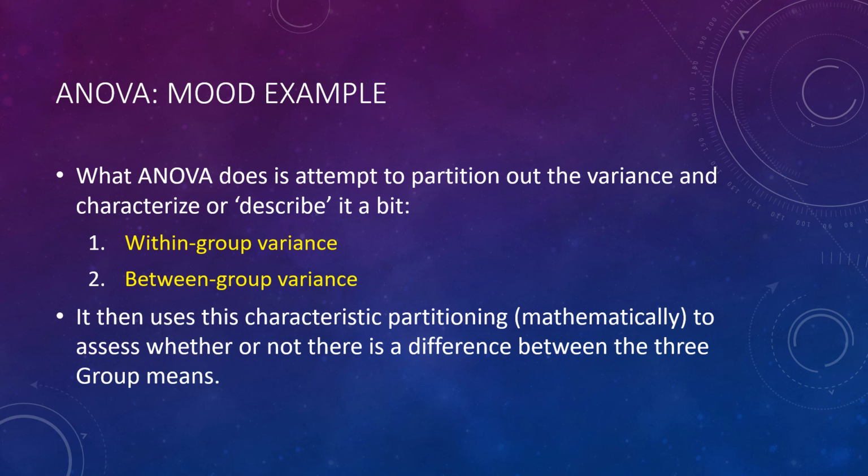Between group variance is a little bit different. When I look at the term between group, we're looking at the variation, the differences, between these group means. We're assuming we're going to see differences across these 3 or more group means, and so we call that between group variance. What ANOVA does is create a ratio, or a fraction, using within group variance and between group variance. That will be described in the slides coming up.